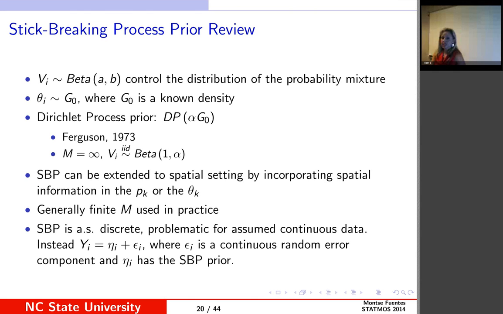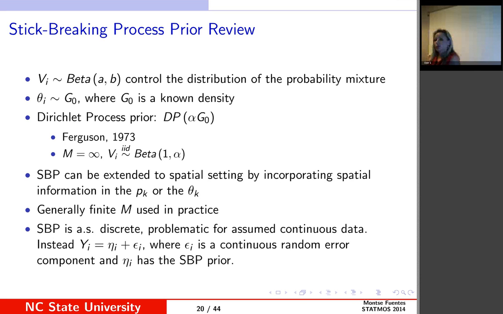I want to emphasize that this is a discrete distribution. From a practical point of view, it's not really an issue because we can keep adding as many components as we need. But if we have a continuous outcome of interest, what we could do is just add a continuous random error component, epsilon. That way we work with the continuous outcome of interest, and here eta would have the stick breaking prior that we just introduced. Okay, so that's a little bit of background about the stick breaking prior.